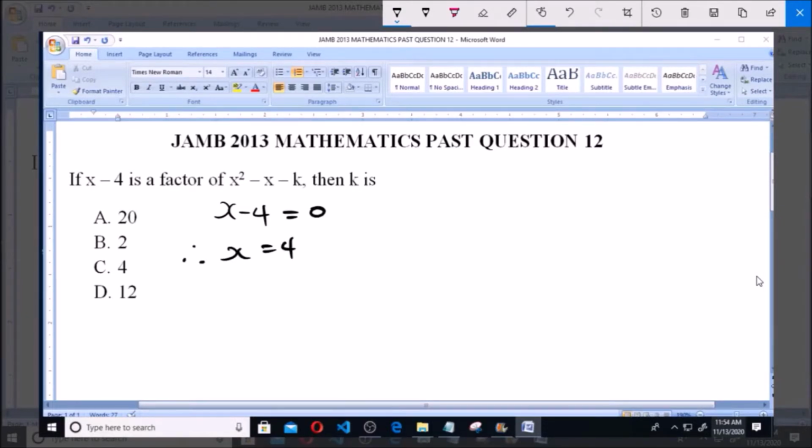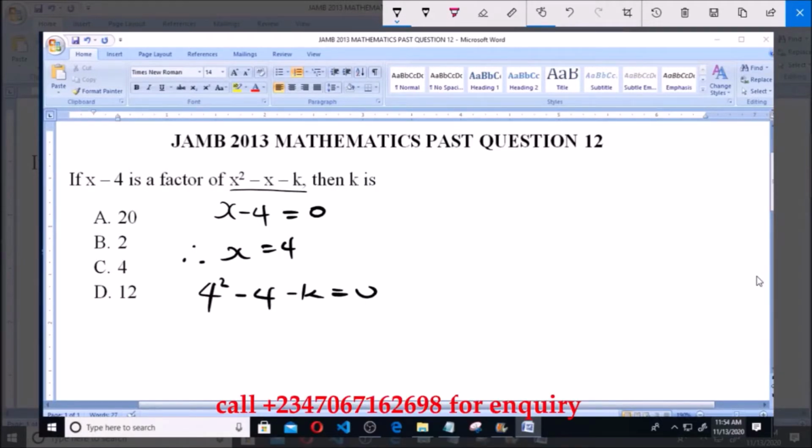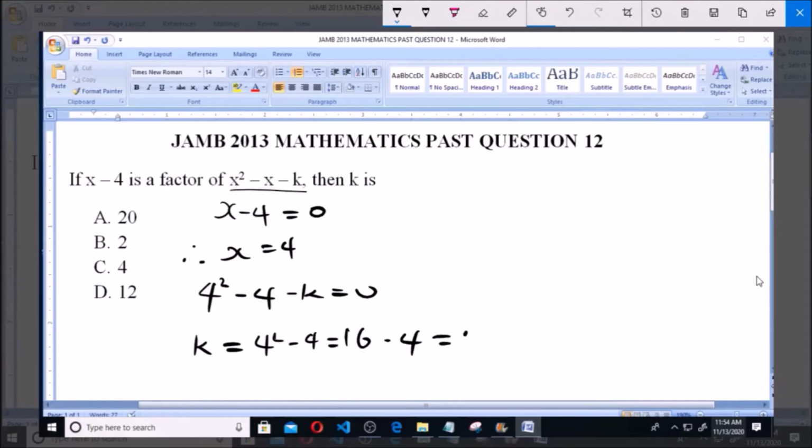Now, we substitute 4 for x in this x squared minus x minus k, that is, wherever we see x in this equation, we represent it as 4. So now we'll have 4 squared minus 4 minus k is equal to 0. From this we'll have that k is equal to 4 squared minus 4, which is equal to 16 minus 4, and that is equal to 12, which is option D.